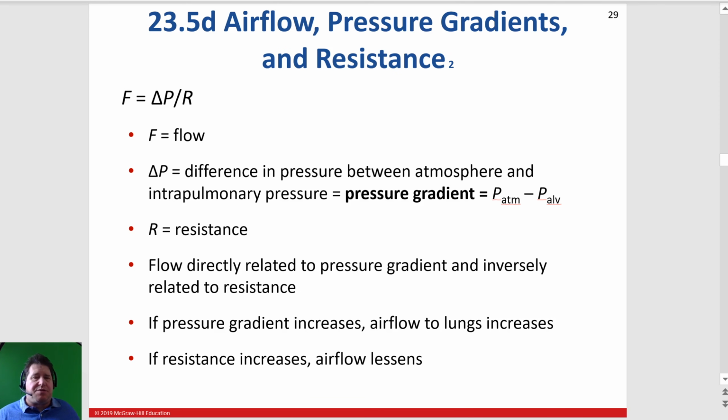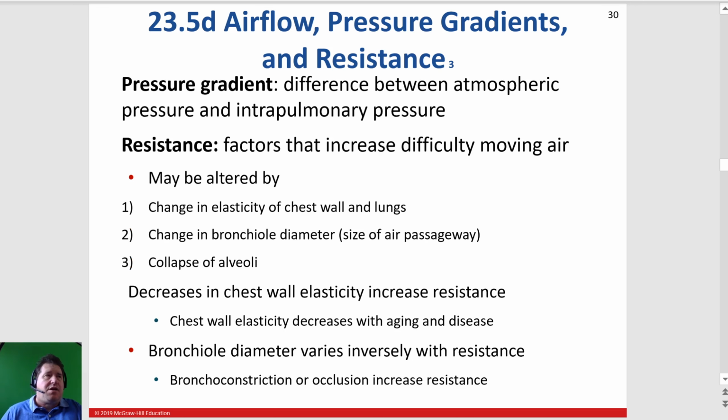So again, we mentioned this once before, looking at airflow, change in pressure versus resistance. So something to think about when we're looking at all this. We talked about pressure. Another factor in airflow is resistance. Of course, when there's resistance, that's resisting the flow of the air, right? So higher resistance is going to reduce the flow. So they're inversely related. Resistance higher, flow lower.